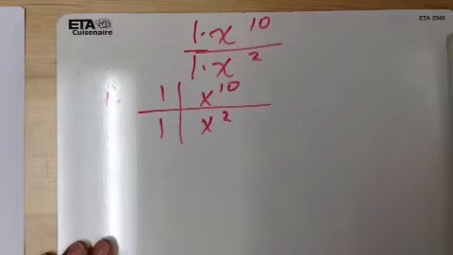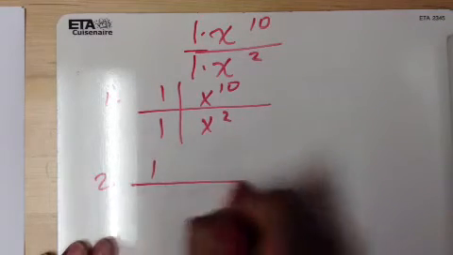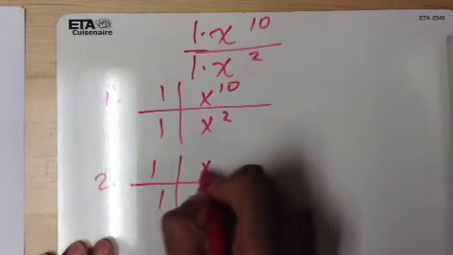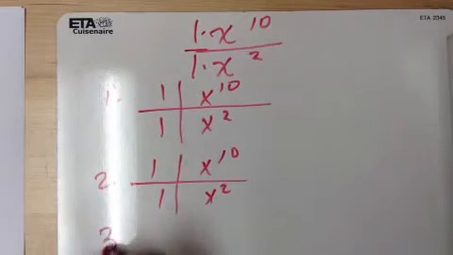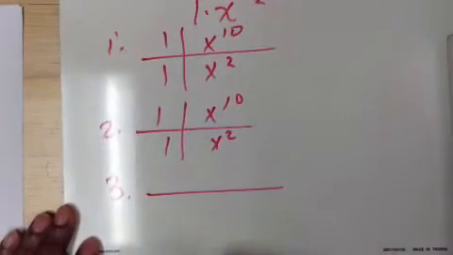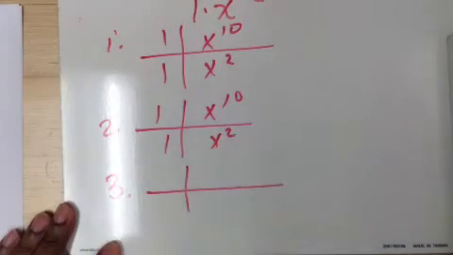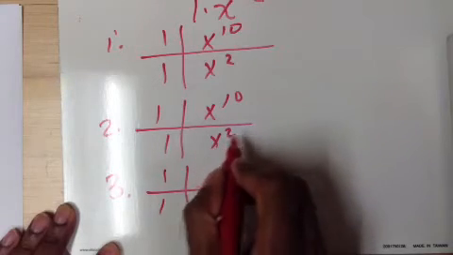For step 2, it says to simplify the coefficients. Well, 1 over 1 is equal to 1, so I'll keep it 1 over 1. X to the 10th, x to the second. For step 3, the next thing I'm going to do is subtract the exponents. Whatever I subtract, my answer will be as a numerator. 1 over 1 stays the same. And then I'm going to have x to the 10th power, x to the second power.